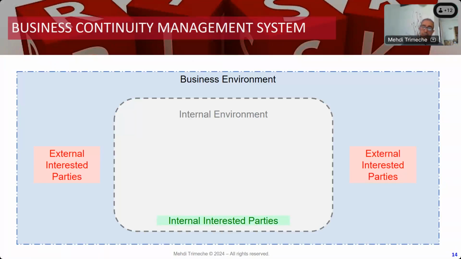A critical supplier, for example, is a relevant interested party, or a subcontractor, especially for projects. Internally, the employees are relevant interested parties, and they have needs and expectations that we shall consider in the enterprise.